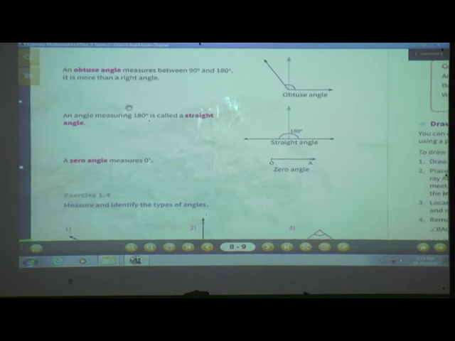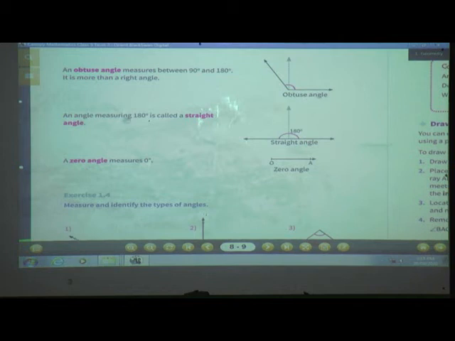An obtuse angle. See students, an obtuse angle measures between 90 degree and 180 degree. Here we can see the obtuse angle. It is more than a right angle.